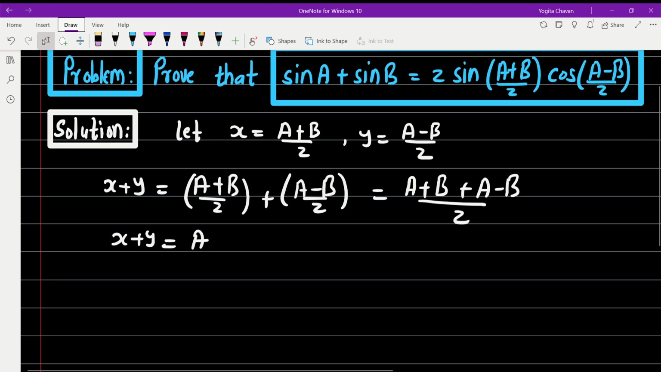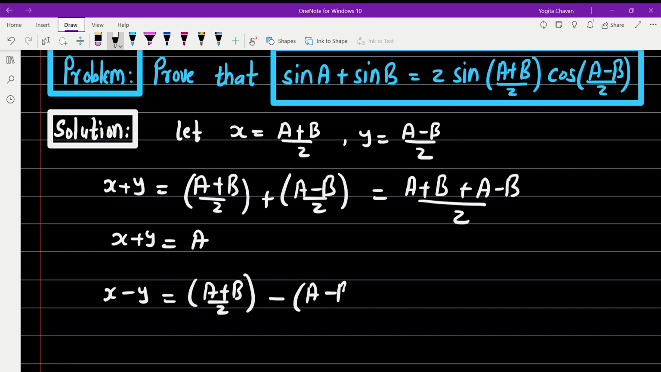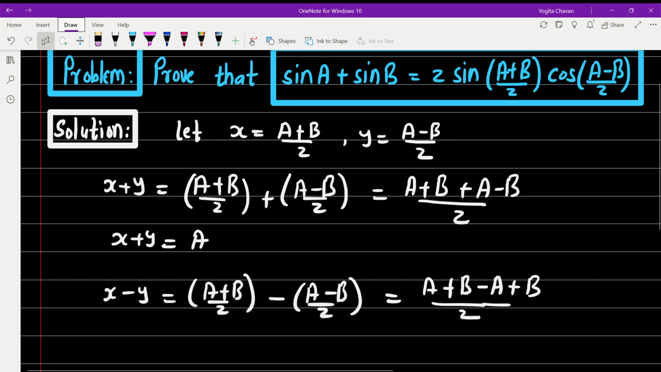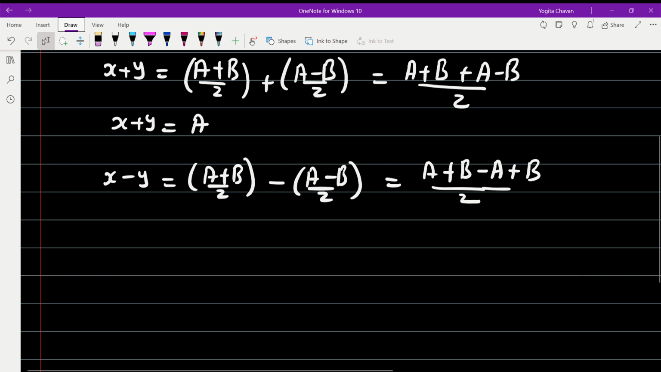Now observe that x minus y is equal to (A plus B) upon 2 minus (A minus B) upon 2. So this is equal to, now this A plus B as it is, now minus A and minus minus is plus B upon 2. So now A minus A is 0 and B plus B is 2B by 2, just B. So x minus y is equal to B.